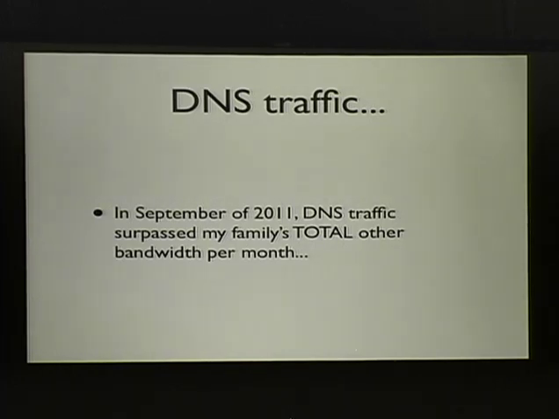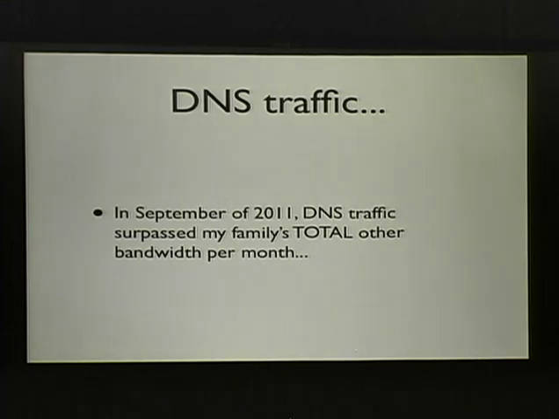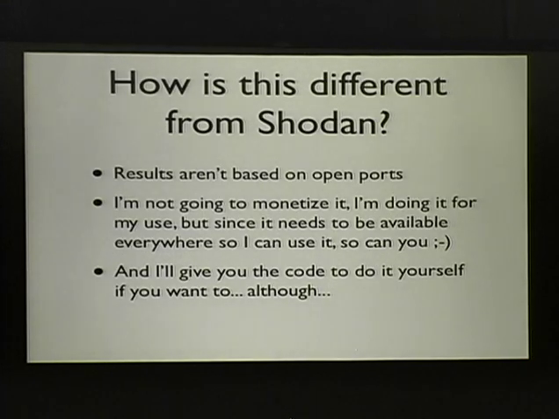So in September of 2011, when I got this Medusa thing working all crazy like a couple months before, it finally surpassed the complete bandwidth utilization for my entire household other than DNS. So DNS traffic here, other traffic here. And Google loves me, by the way, by like their data sets have to be larger than mine by this point. So how is this different than Shodan?